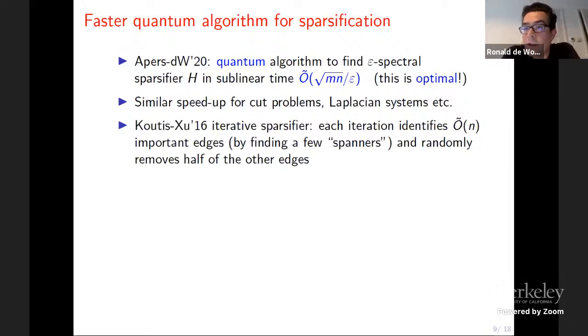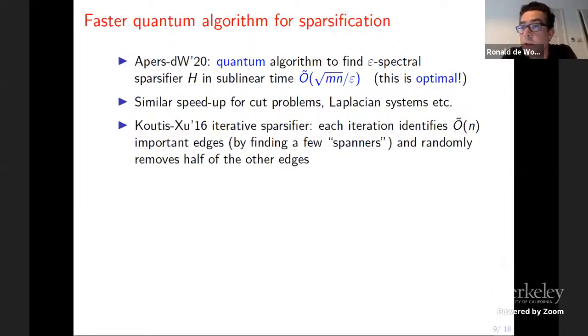And let me very briefly sketch how our quantum algorithm works. Its starting point is a classical iterative sparsifier due to Koutis and Xu from 2016. This iterative sparsifier works in a logarithmic number of iterations, and every iteration sparsifies your graph a little bit more. So it's not like you go from m edges to order n edges in one step. You cut the number of edges in half in every iteration. And after a logarithmic number of iterations, you're down to the minimal number of edges. Each iteration of this sparsifier first identifies a small set of important edges in your graph, the ones you definitely want to keep in your sparsifier.